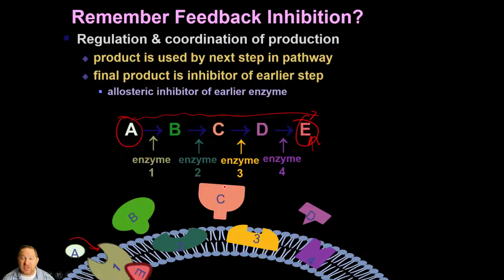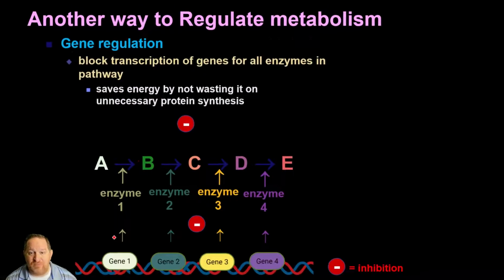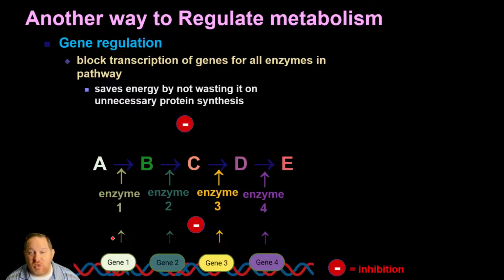Well, there's actually a different way that organisms can stop this process, right? If we don't need chemical A to be converted into chemical E, we could use the enzyme method like we saw here, or we can actually use the genetic control method. And that's what I want to talk about now. So here's another way to regulate metabolism. We do it through the gene itself.